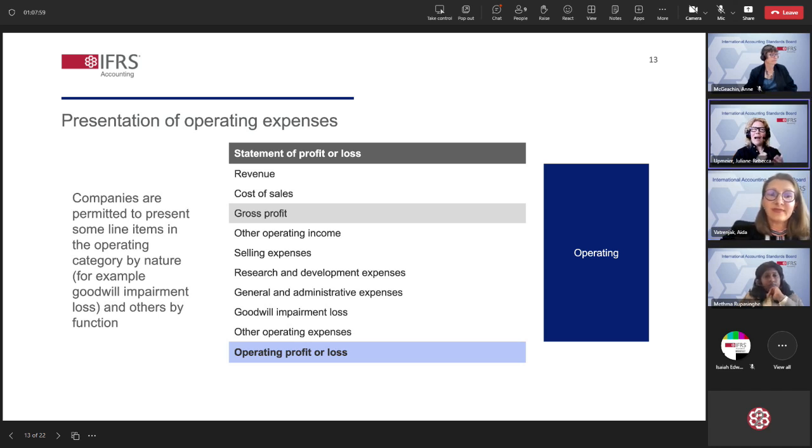Sure. IFRS 18 requires companies to classify and present operating expenses in a way that provides the most useful structured summary of those expenses using one or both of the characteristics of the nature of expense. So, for example, raw material expenses or employee benefit expenses, or the function of the expenses within the company. So, for example, cost of sales.